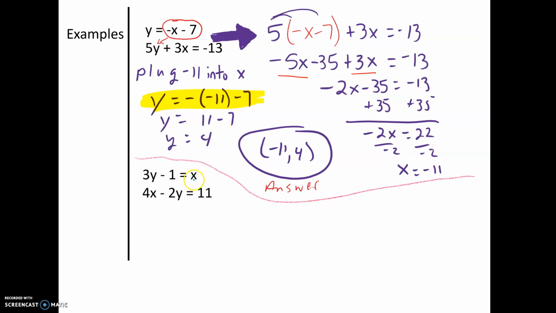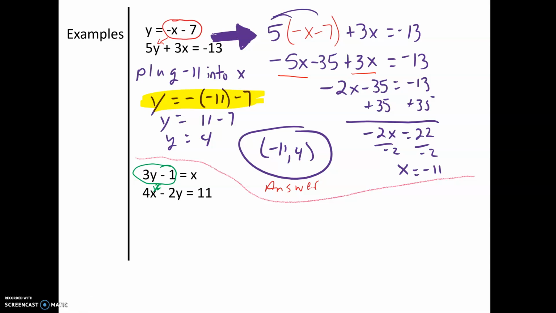Okay, so now I can see here that the first equation has x equals 3y minus 1. So this 3y minus 1 is the exact same as the x. So in my other equation, I'm going to replace the x. So that's an arrow. It's not a very good arrow, but it's an arrow to the x position.